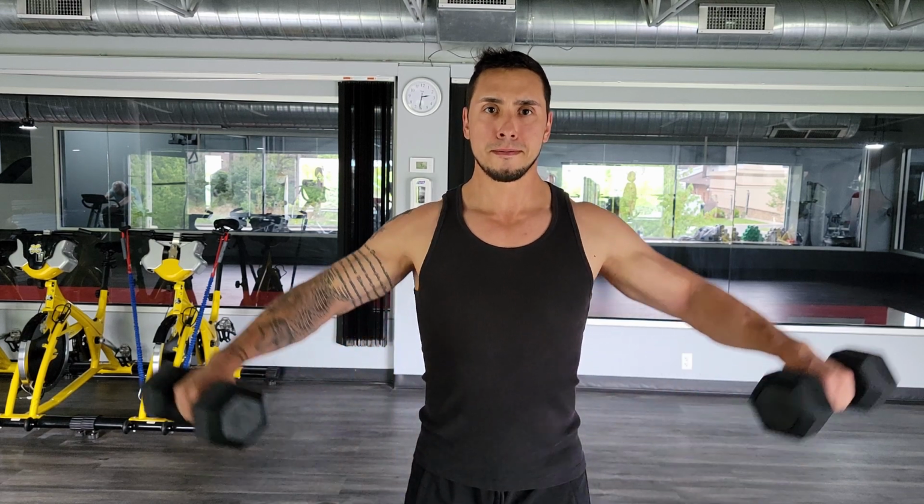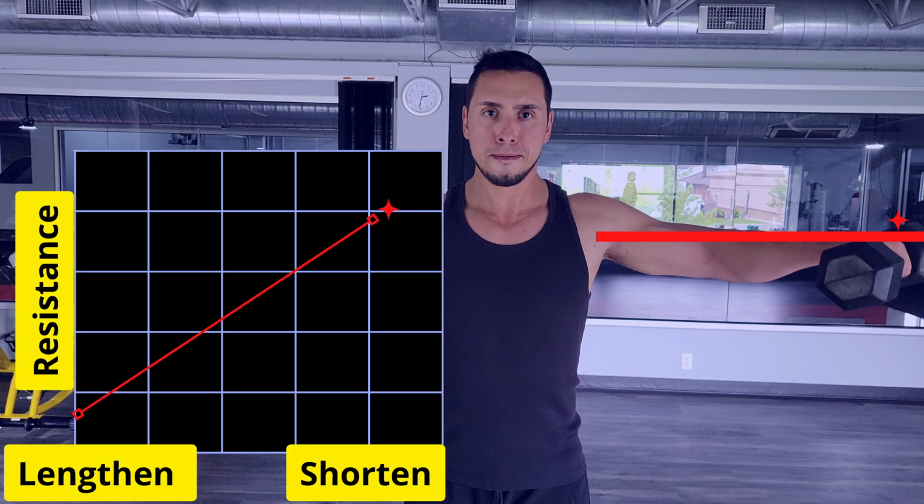When hitting a normal side raise, the maximum resistance is when we are fully abducted with our arm out to the side like this. So how do we change this? By using a cable or a band.